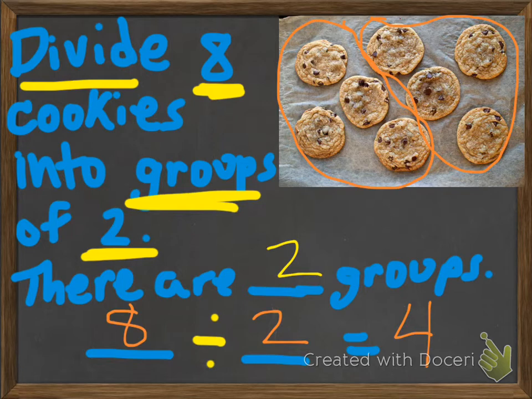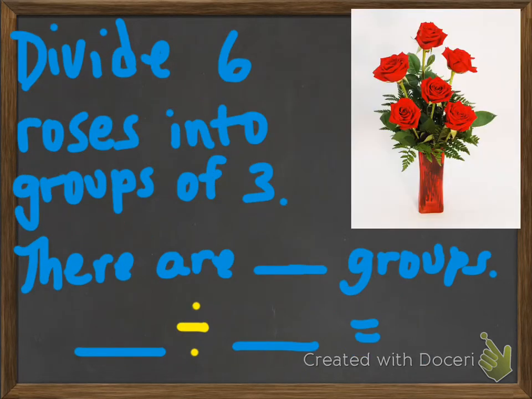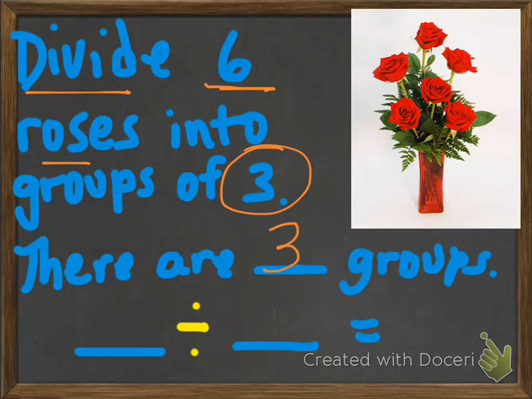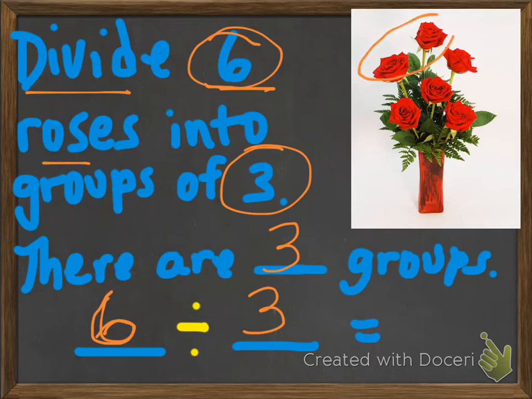Let's try another one. In this case, we're going to divide 6 roses into groups of 3. So we need 3 groups, and that's where there are 3 groups. We're going to start with a total. That's our total. We're going to start with a total of 6, and we want to put them into 3 groups. If we take a look at our picture here, we can have 3 groups. This could be a group. This could be a group. And this could be a group. So how many is in each group? 2.